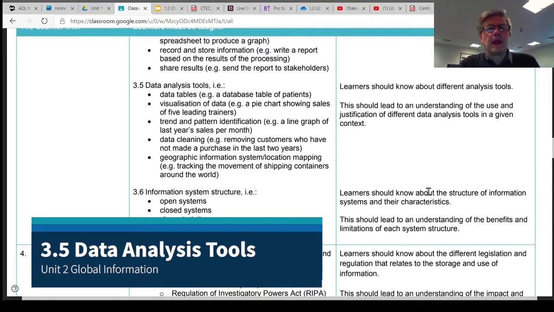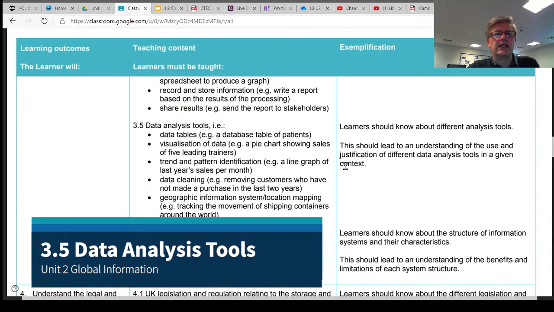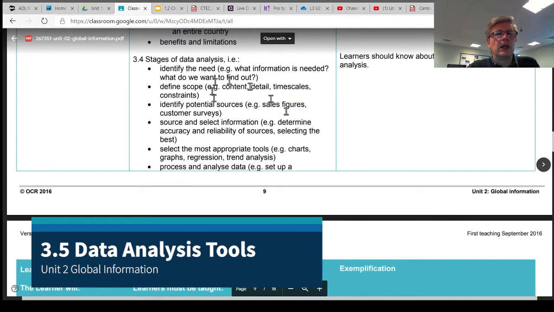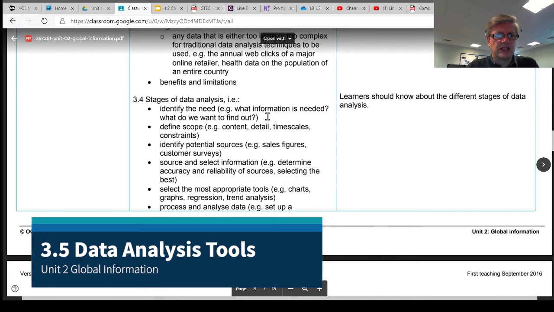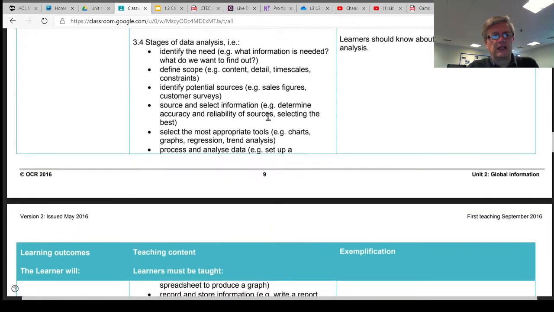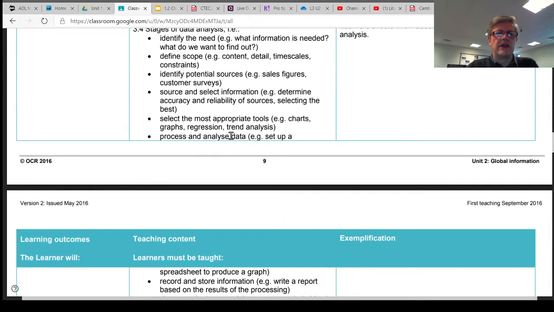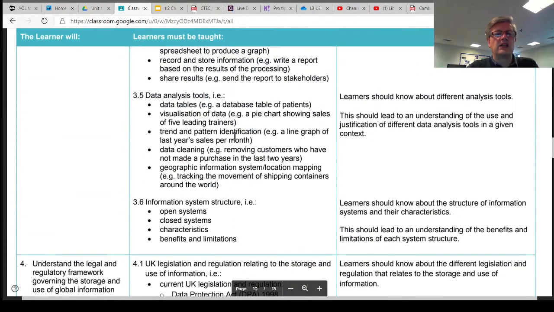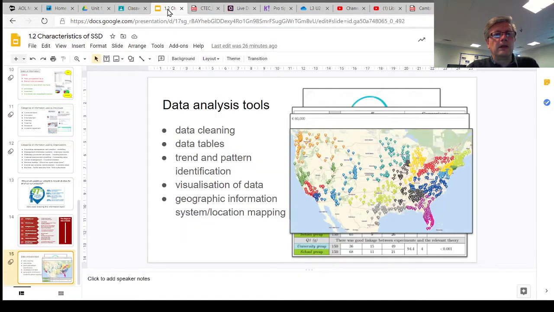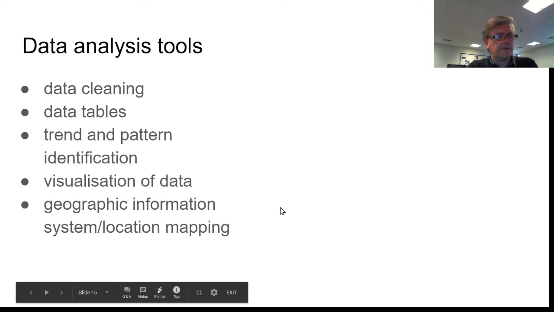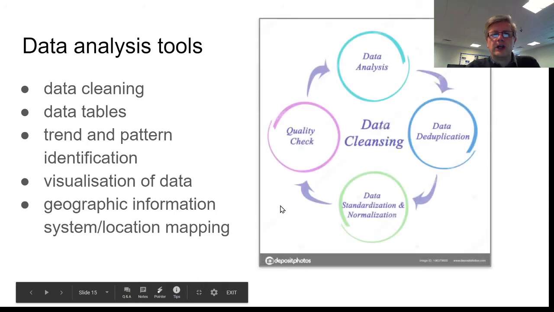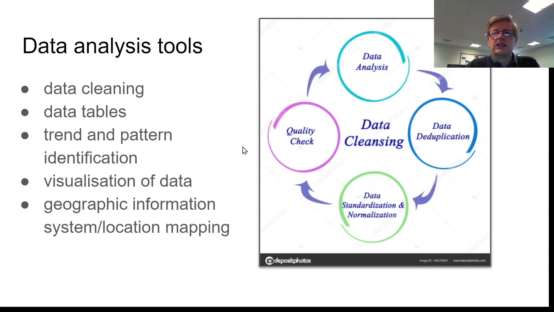3.5 is about the data analysis tools that organizations use to analyze the data. Now, when we looked at the stages of data analysis, one of the stages was to process and analyze that data, and this is where these data analysis tools come in. So there are various different ways that we can analyze data. One of the first is data cleaning.